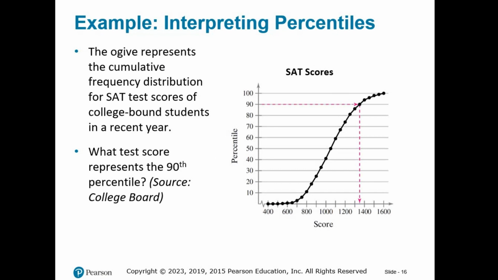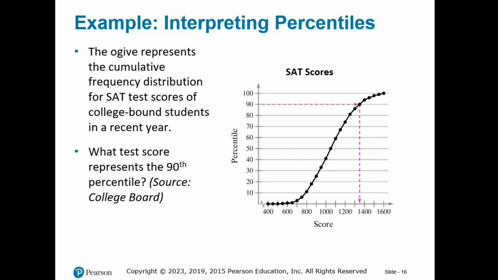This ogive represents the cumulative frequency distribution for SAT scores of college-bound students in a recent year. What test score represents the 90th percentile? From the ogive, you can see that the 90th percentile corresponds to a score of 1350. This means that approximately 90% of the students had a score on the SAT of 1350 or less.